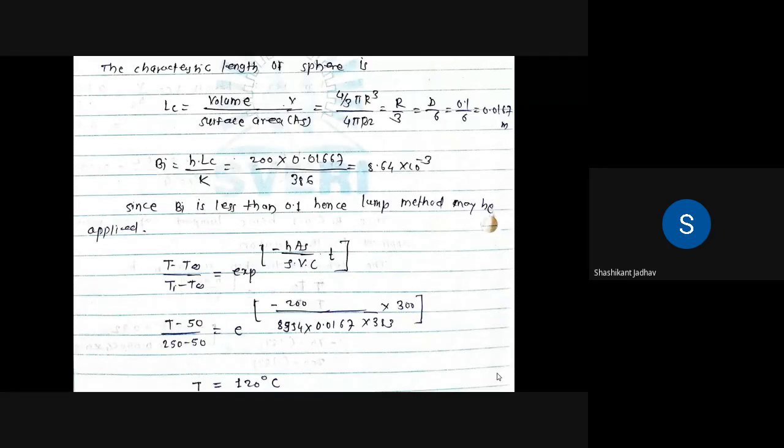Don't copy the answer directly. First of all, do the calculation using the calculator, then check whether the answer is correct or wrong. Okay. So all of you put the values into this equation and find out the value of capital T. What is the value of capital T? Do the calculation and find out the value of capital T.